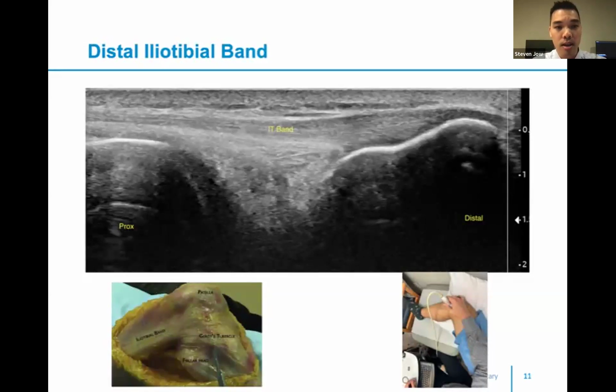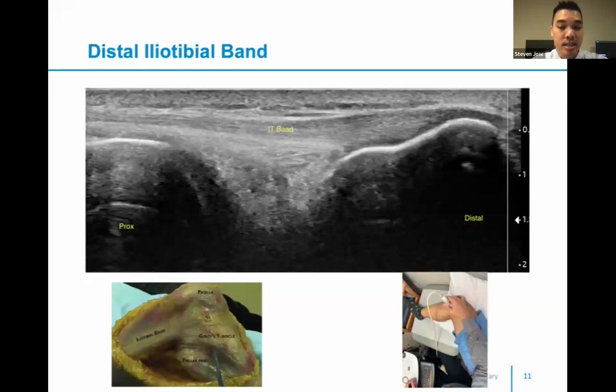So I started with palpating Gerdy's tubercle to find the IT band. And also sometimes if you have just evaluated the anterior knee, you can just slide laterally from the patellar tendon and anchor off Gerdy's tubercle that way. And then I rotate the proximal end of the probe to locate the IT band.